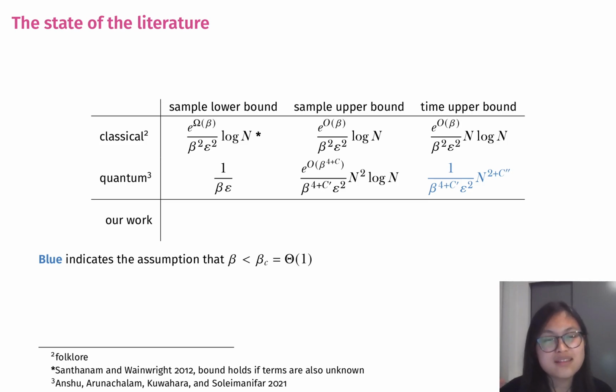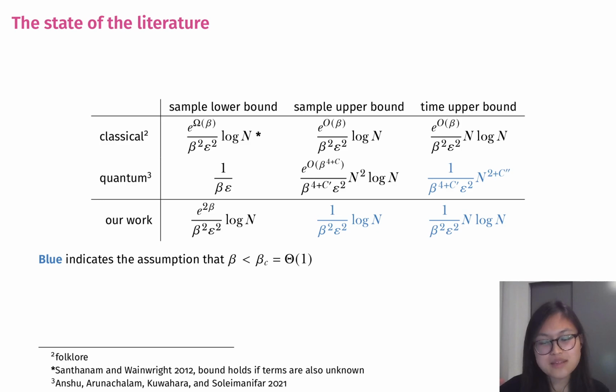Now, this is the state of the literature for the quantum Hamiltonian learning problem. What we do is essentially close the question of sample and time complexity in the high temperature case. We take this sample complexity lower bound and show that the same thing holds in the particular setting that we're looking at, and we give a corresponding sample complexity upper bound.